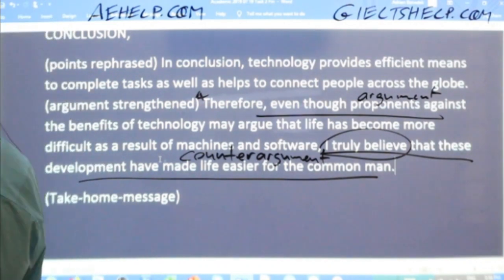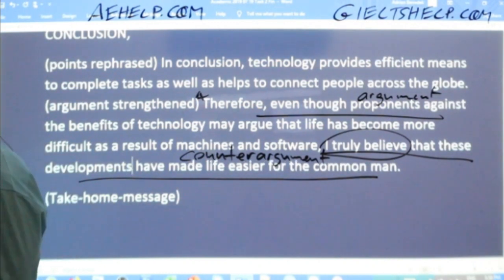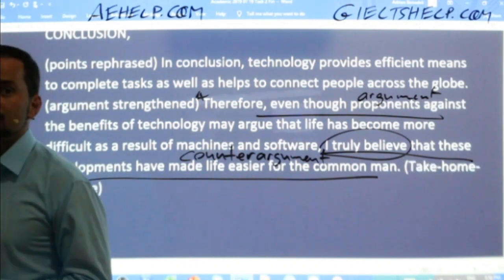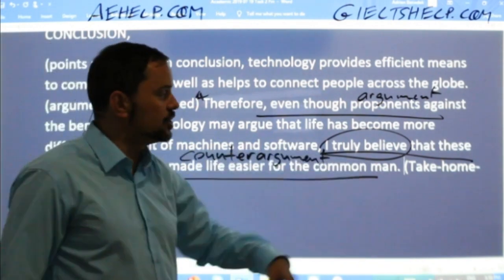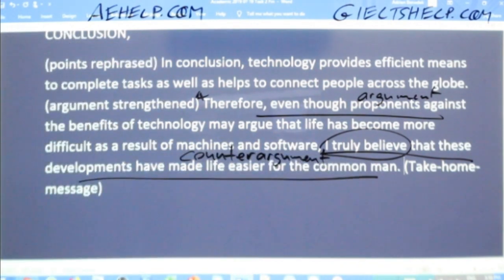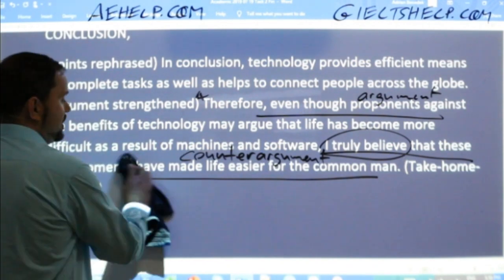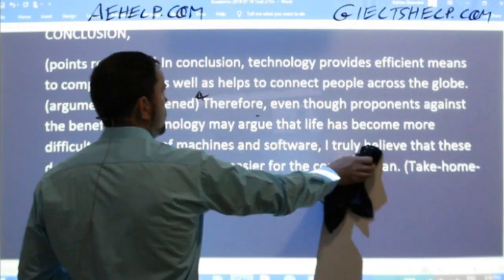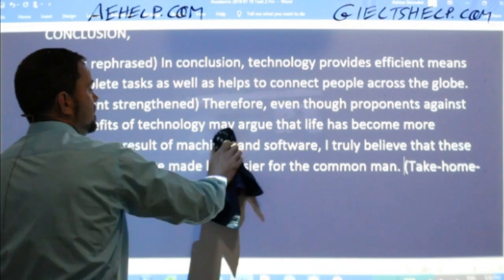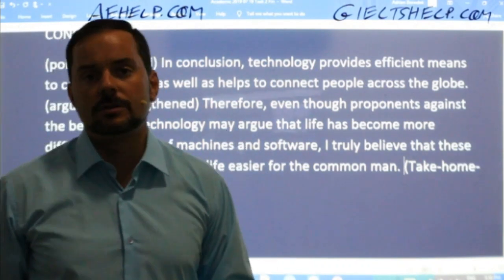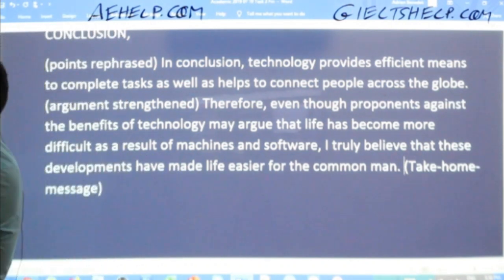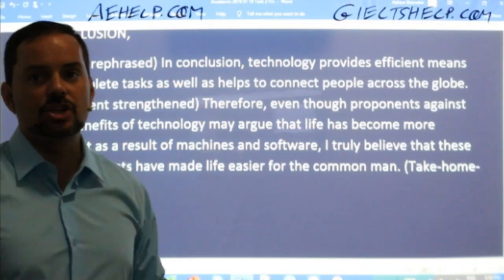Thank you for that, Hung. You're absolutely right. It's developments. Thank you. All right. So now I have my take-home message. The take-home message means that it's a message which your reader finds valuable, that they can learn from this essay, that they can think about, that they can digest, that they can find useful in the future. So what would be a good take-home message based on this information?